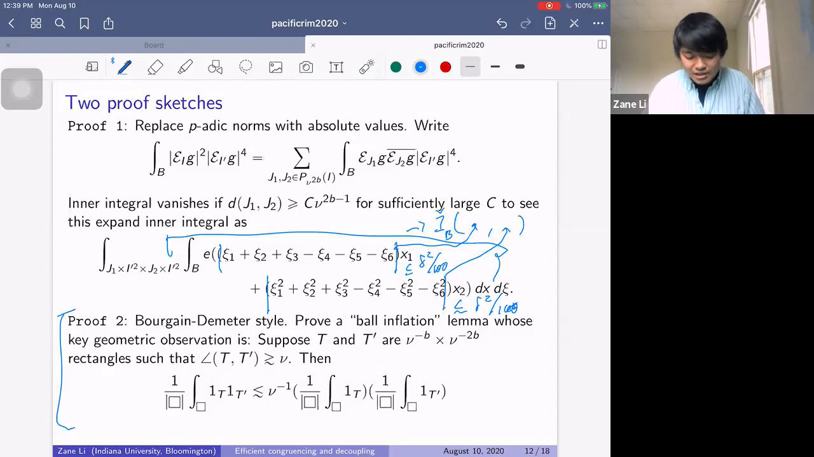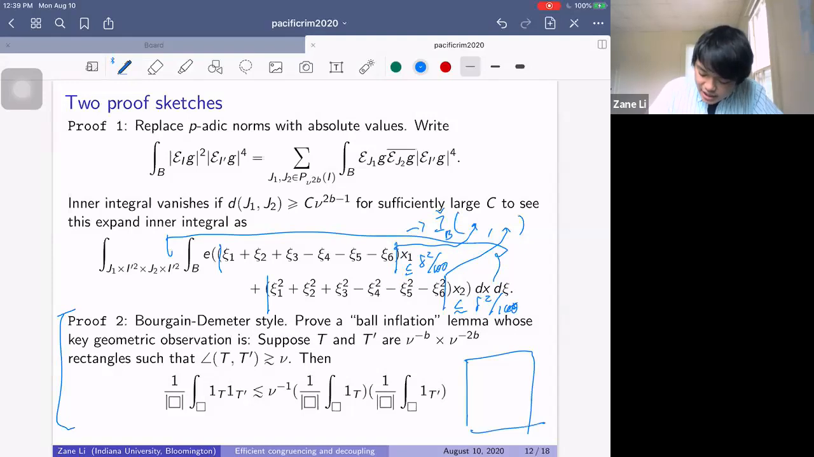One key estimate that the Bourgain-Demeter style proof will use for the paraboloid is some sort of ball inflation lemma. The ball inflation lemma relies on a key geometric fact, some sort of multilinear Kakeya argument. The key geometric observation in our parabola case is the following. Let's say the box is a nu to the minus 2b by nu to the minus 2b box, and T is a tube of size nu to the minus b by nu to the minus 2b. T prime is another tube of the same dimension, such that the angle between them is at least nu.